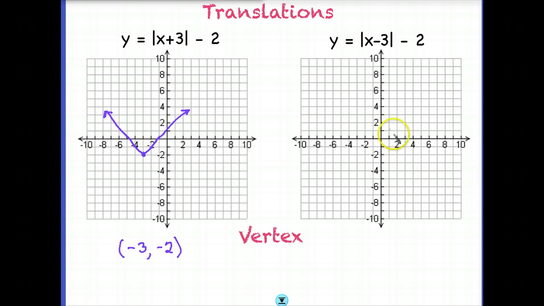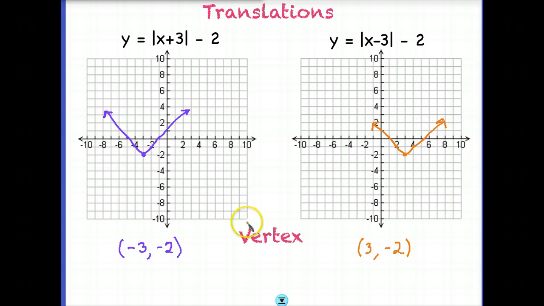Okay, moving on to our last one then. I know my vertex on this one is going to be opposite of what's inside the absolute value, so +3 and -2. So my x-intercept is at 3 and my y-intercept is at -2. The combination of those gives us our vertex. And then again, our slope is just up 1 over 1, up 1 over 1. We know that both sides of these are going to be symmetric.